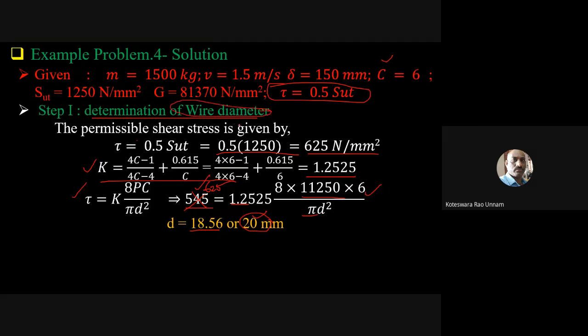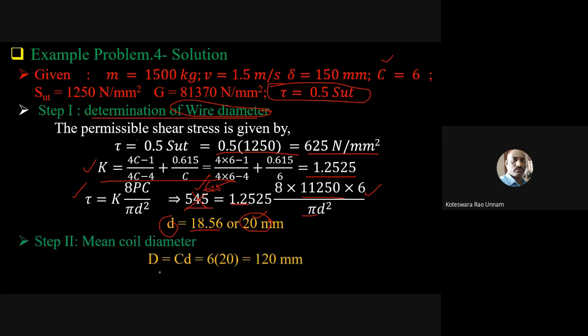Once you have wire diameter, you can find out the capital D, the mean coil diameter. It is nothing but d multiplied by C. C is given as 6, and we computed the diameter of wire as 20. So your mean coil diameter is going to be 120 mm. These are the first two parameters we can get from the stress equation.